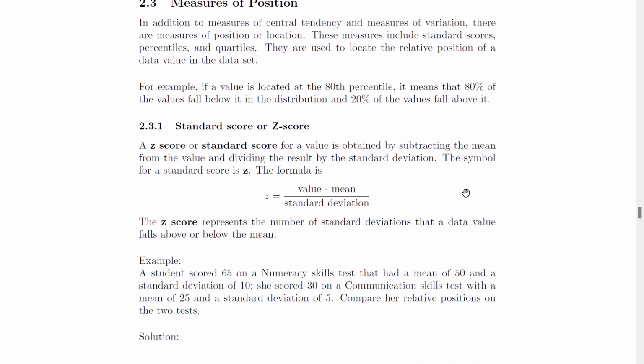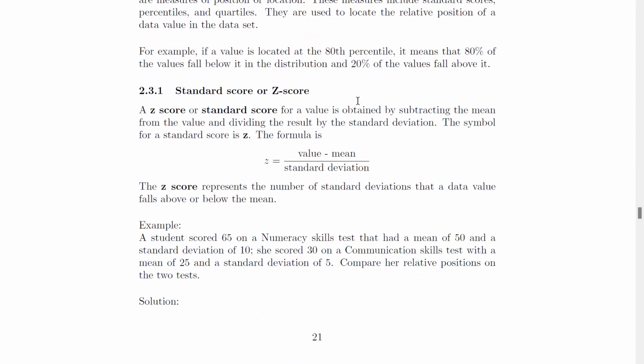So the first one is the standard score, the Z-score. This is the formula for it. It represents the number of standard deviations that a data value falls above or below the mean. So it is a way of describing the position of a particular data point regarding its mean. So that's just it. How do you find it, if you know what value you are considering?